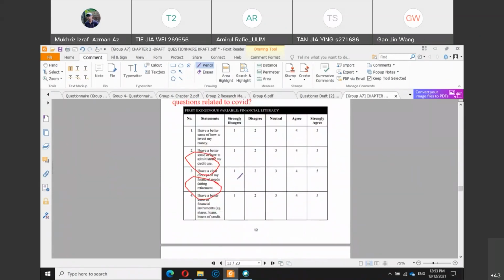Your questions are not suitable for students: retirement, a better sense of financial instruments, loans, shares. These are not meant for a student group. If you are asking working people, employed people, yes. That's why you need to understand the context of the study that you are referring to. Do not simply copy and paste without looking at who the respondents of the thesis or journal are. Students don't have anything about investing money, using credit cards, or retirement.